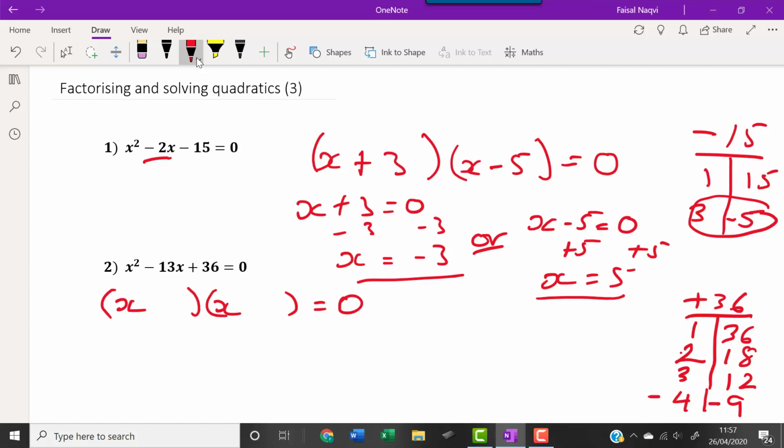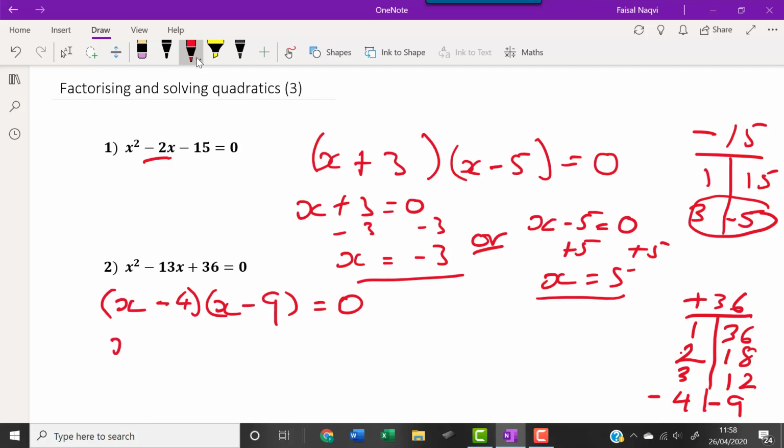Let's just check it from here now. Minus 4 times minus 9 gives me plus 36. Minus 4 take away 9 gives me minus 13. So those are my correct numbers. So I've got minus 4 in here and minus 9 in there.